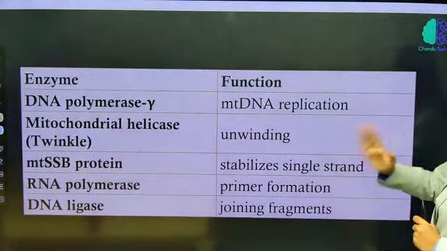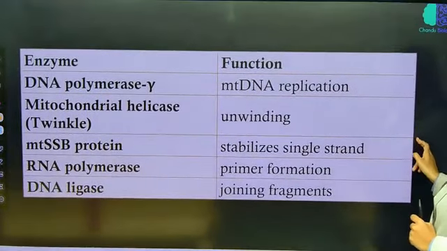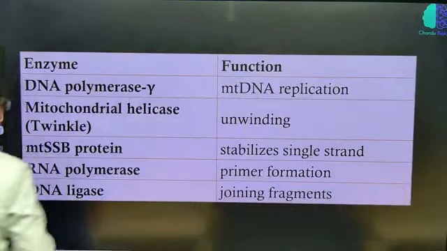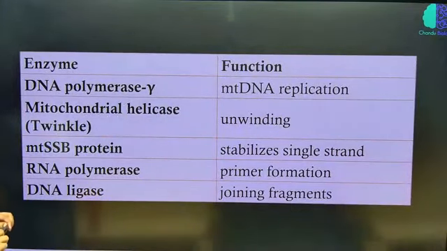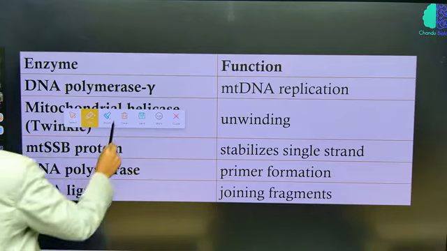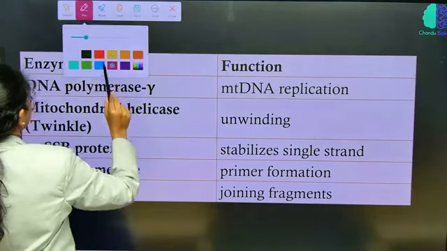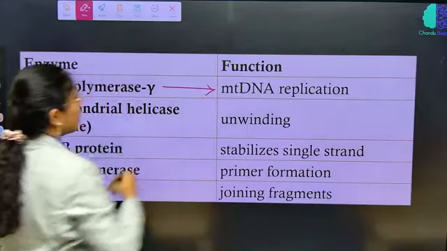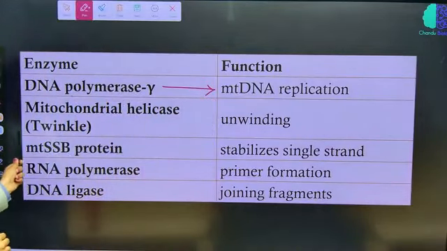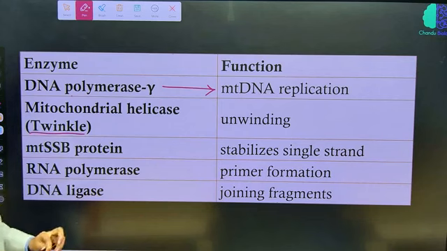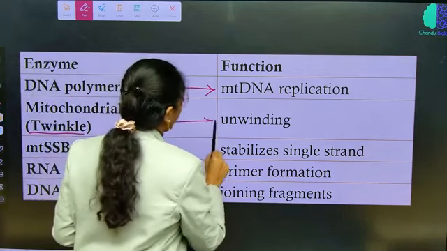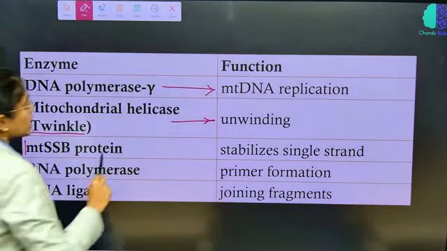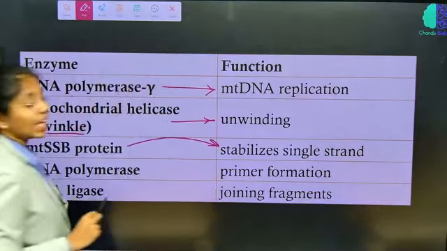And here you see both the enzyme and the function of the enzyme. DNA polymerase gamma functions in mitochondrial DNA replication. Mitochondrial helicase Twinkle, okay, this shows what? Unwinding. Next, mitochondrial SSB protein. SSB protein stabilizes single strands.